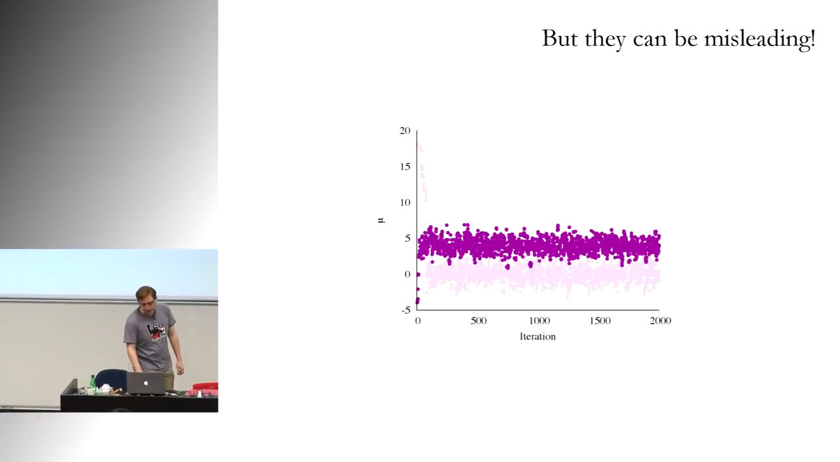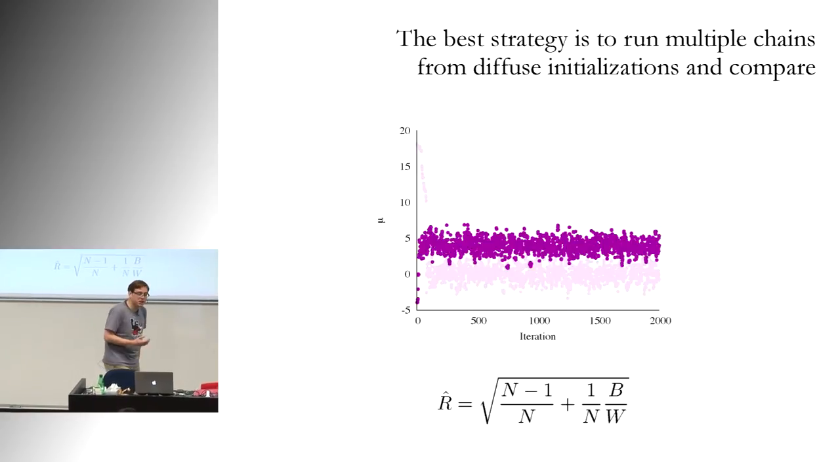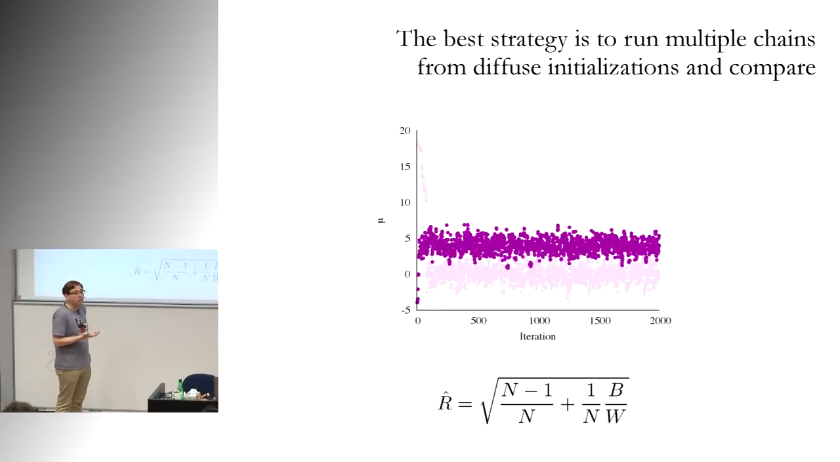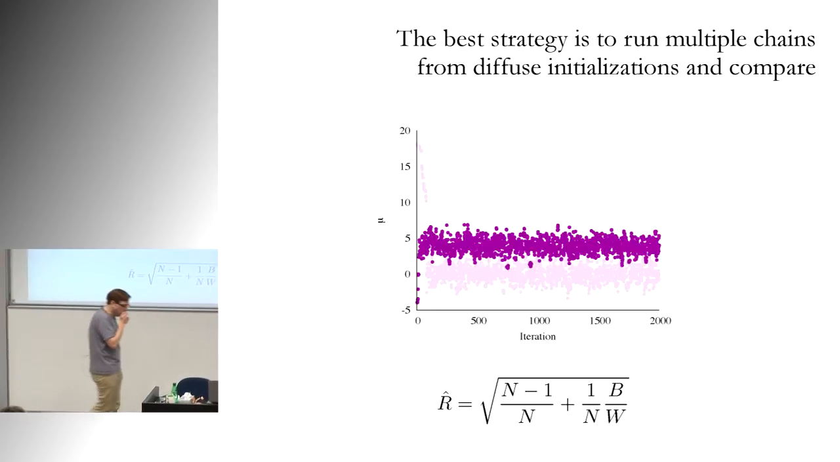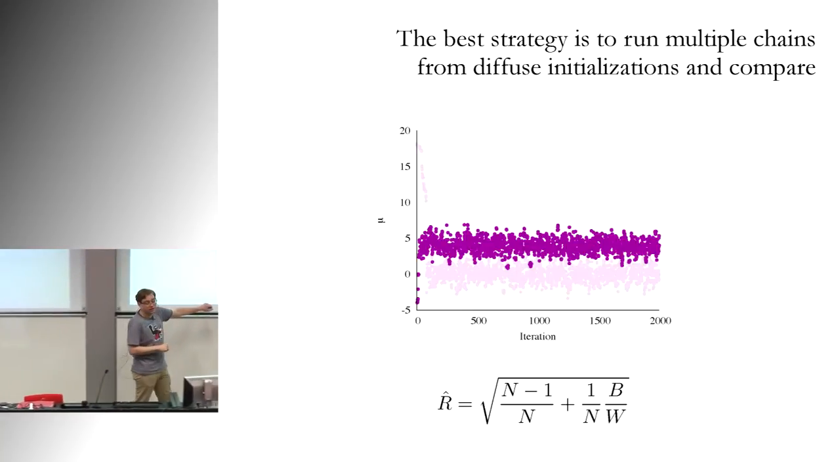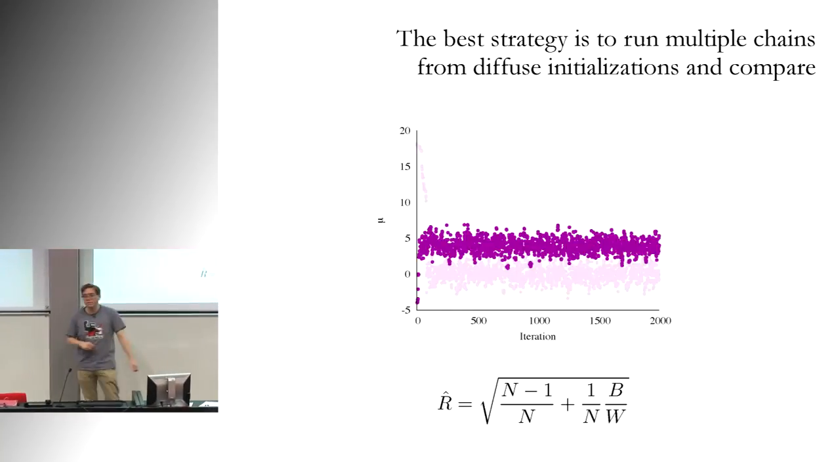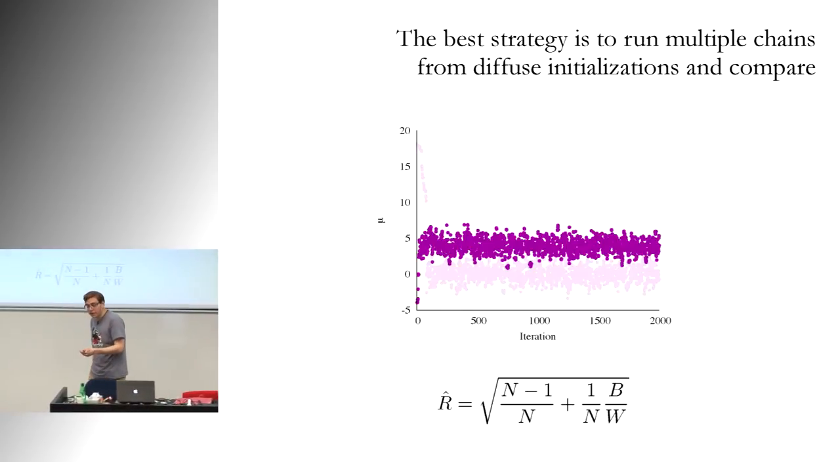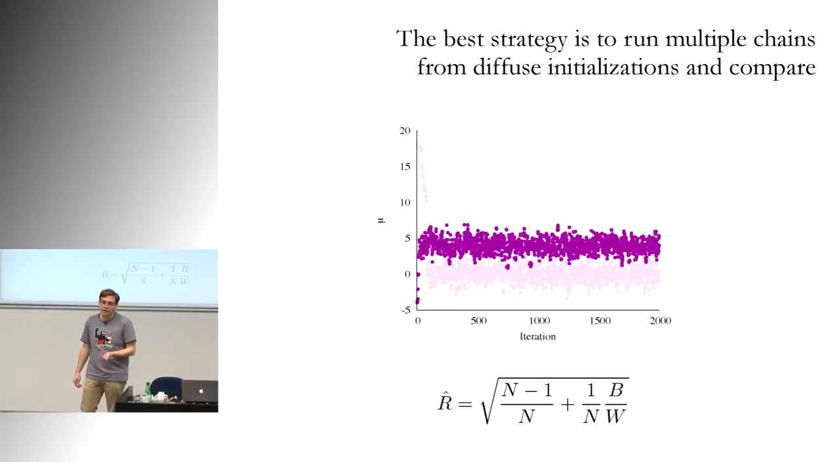So what we recommend is to run many chains from diffuse initializations and essentially do an ANOVA. So this is the potential scale reduction factor, more colloquially known as R hat. And this gives you a very nice, again, necessary condition, but not sufficient condition.